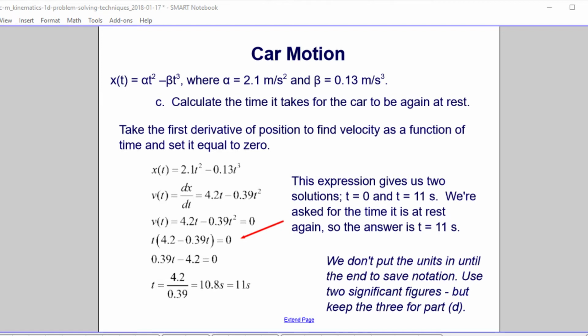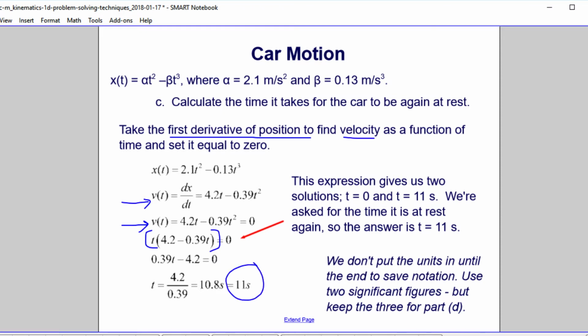Calculate the time it takes for the car to be again at rest. How do we find velocity? We take the first derivative of the position, and that will give us velocity as a function of time. If we want it to be at rest, that means the velocity has to be 0. So here's our derivative. There's v of t. We set that equal to 0. And note, we have two solutions here. We factor out a t. We have t equals 0, and t will also equal 11 seconds when we do the little math down here. Here's our other solution, 11 seconds.